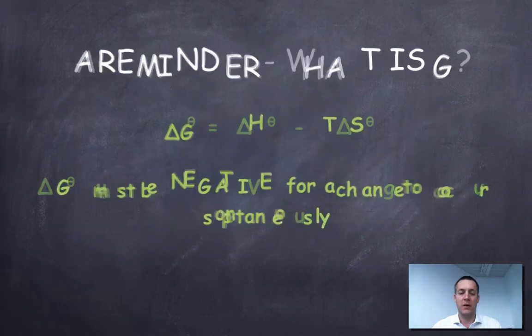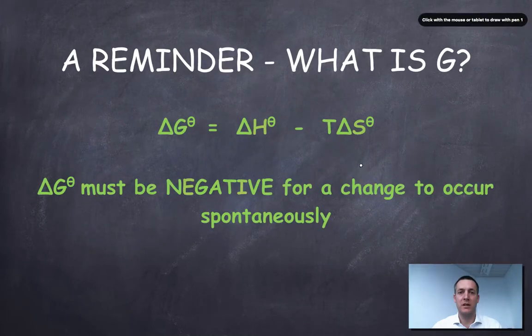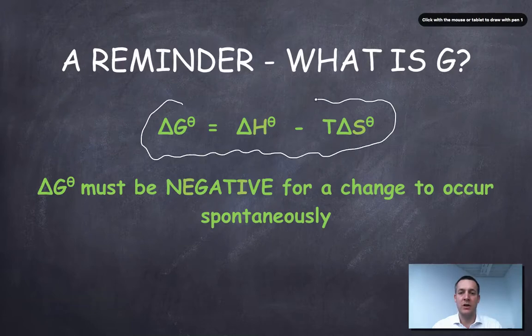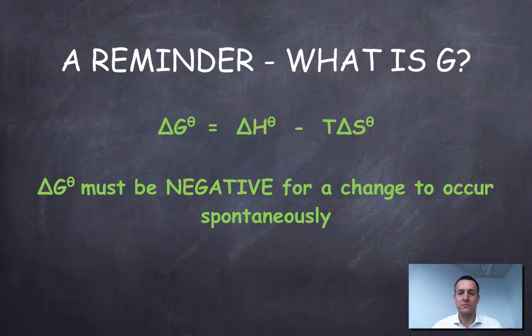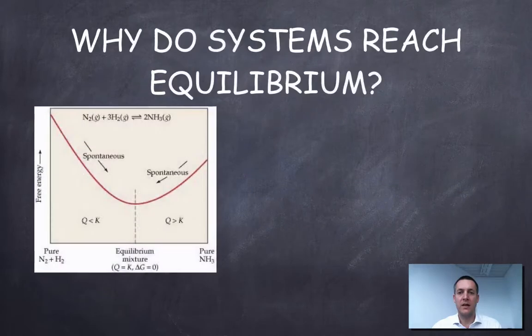Okay, so to begin with, we'll have a quick reminder of something that you might have studied in the energetics topic, and that is this equation that links the Gibbs free energy change for a reaction with the enthalpy change for a reaction and the entropy change for a reaction. And you might also remember that if a reaction is going to happen spontaneously, then the Gibbs free energy change must take a negative value. Now, how does that connect with what we've been learning about in equilibrium?